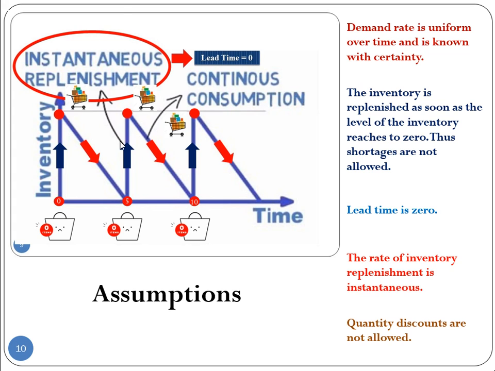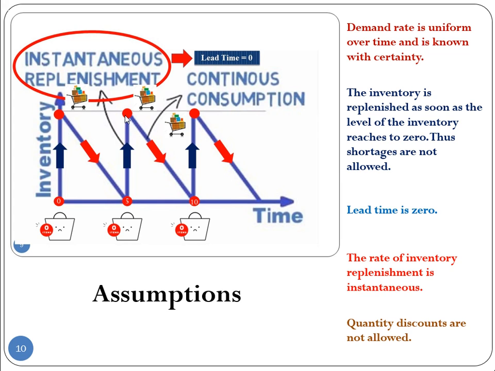And for this, to solve this model, we take the assumptions. The demand rate is uniform. You can say the slope of the curve is the same over there. That means the demand rate is uniform over time and is known with certainty. Exactly, the owner knows this. The inventory is supplied as soon as the level of the inventory reaches 0. That's the instantaneous supply. Thus shortages are not allowed. That means no shortage is there.